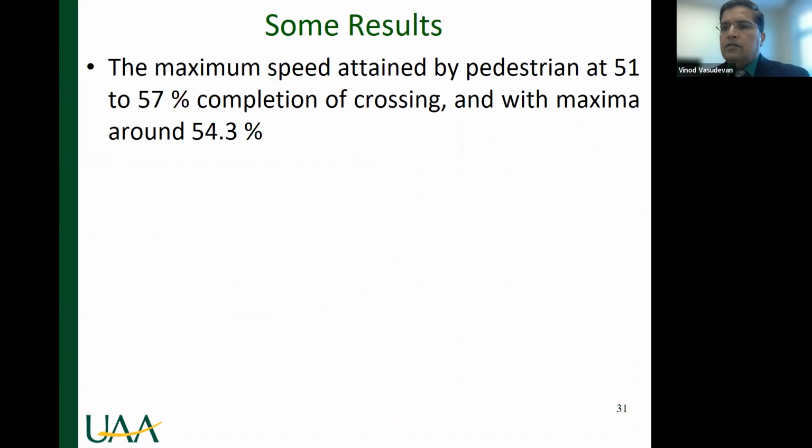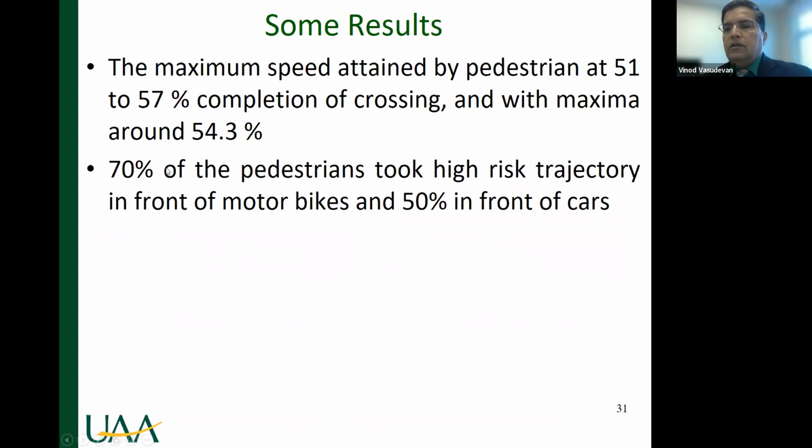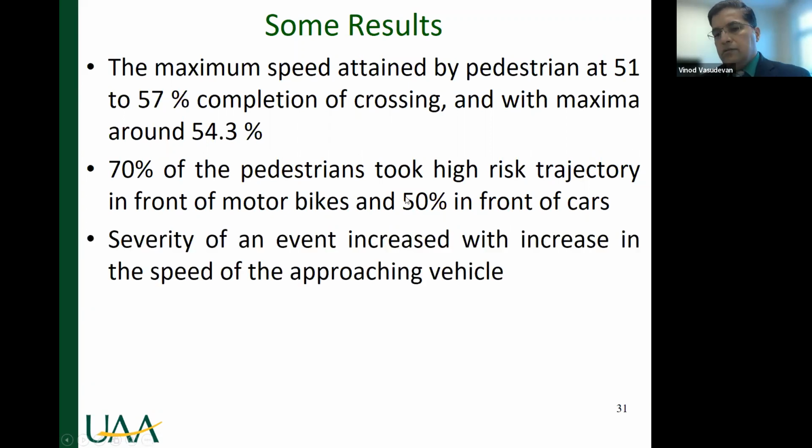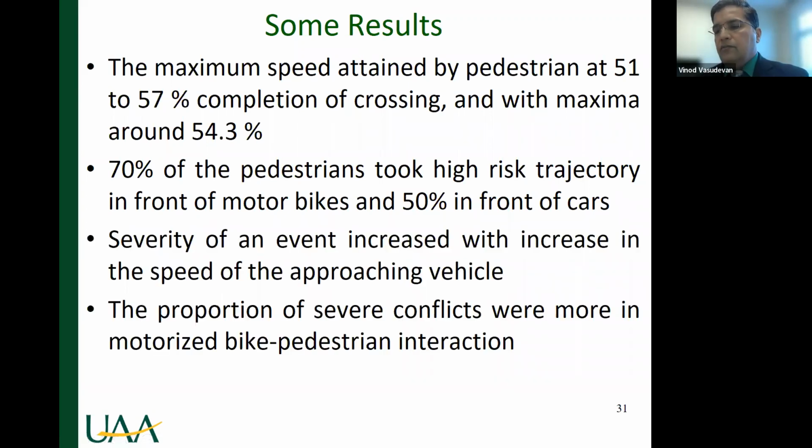In another application, we saw some of the results of the maximum speed attained by a pedestrian. These results are not important, but 70% of the pedestrians took high-risk trajectories in front of motorbikes and 50% in front of cars. Regarding the severity of an event, the proportion of severe conflicts was higher in motorized bike-pedestrian interaction.